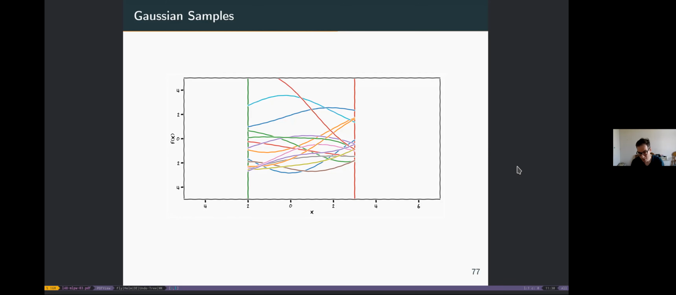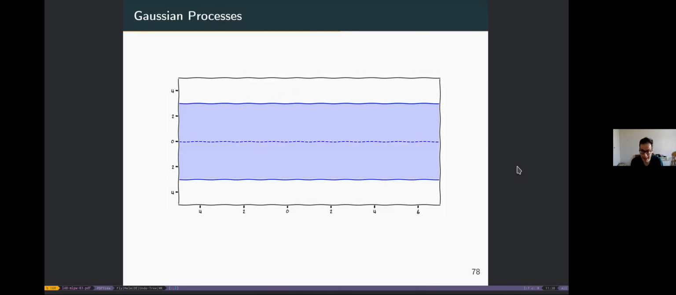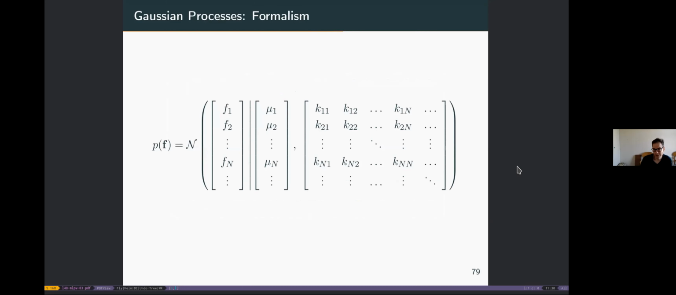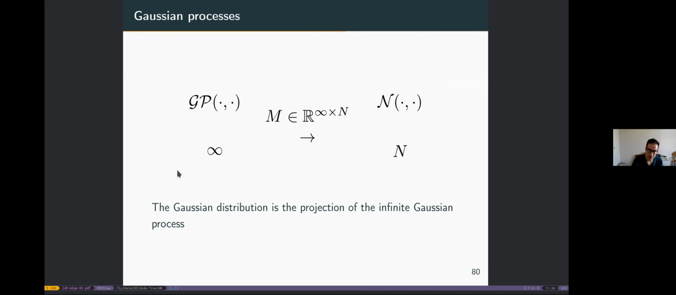So now the question is, how many of these slices can I draw? How many slices can I draw along the real line? Well, I can draw infinitely many, right? I can enumerate infinitely many slices using the real line. And that is what the Gaussian process is. So a Gaussian process is effectively an infinite dimensional Gaussian distribution. And that's it.